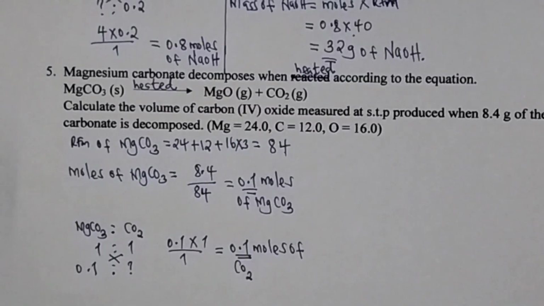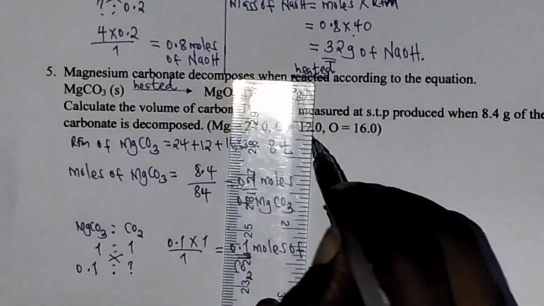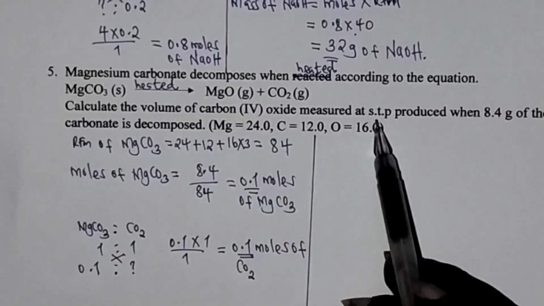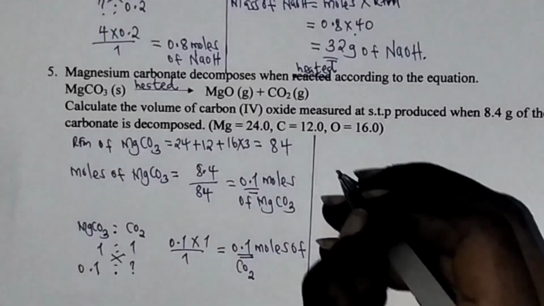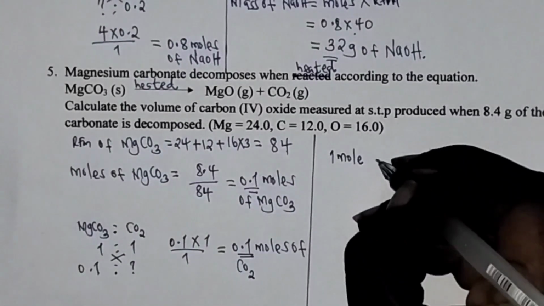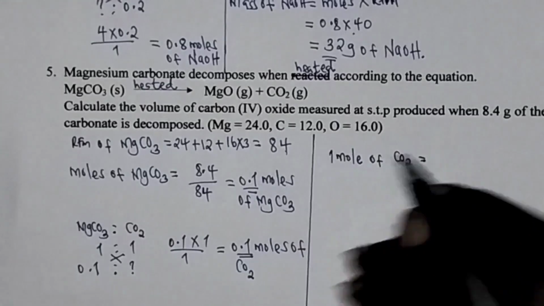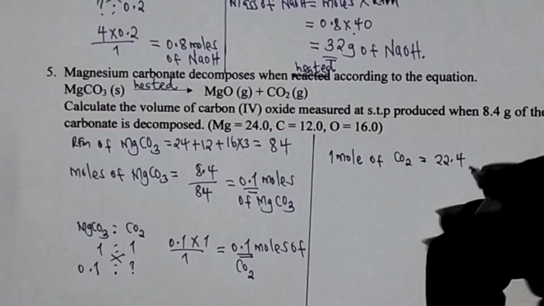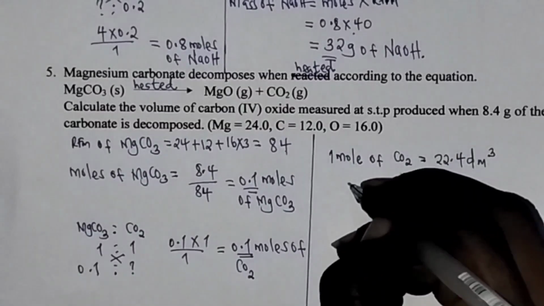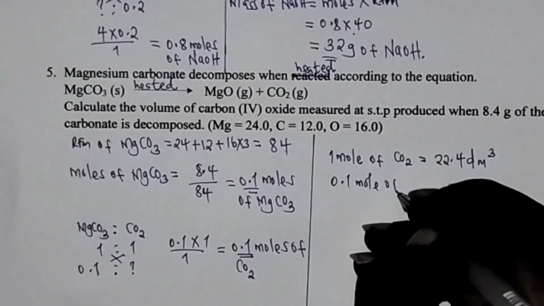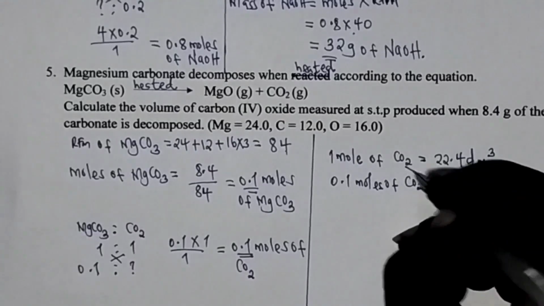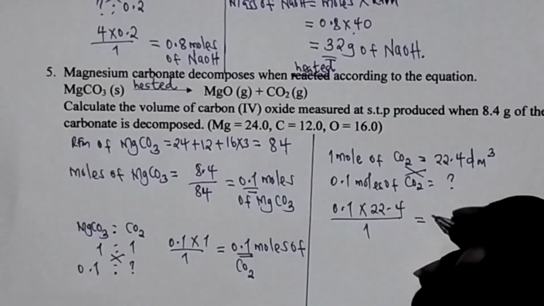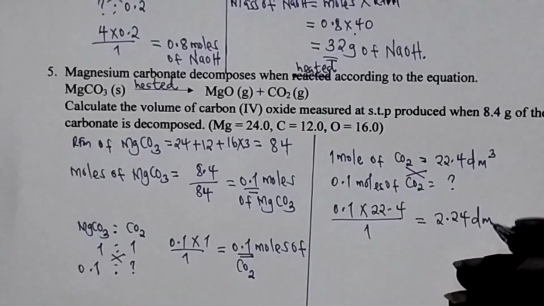So let's proceed. If we have gotten the number of moles of carbon dioxide, what have they asked us? We are told calculate the volume of carbon dioxide measured at STP. So we have the moles of carbon dioxide. We can say 1 mole of carbon dioxide has the volume at STP, which is 22.4 decimeter cube. So what about 0.1 mole of carbon dioxide? What can it give to us? So we can have 0.1 multiplied by 22.4 divided by 1. Here we are going to get 2.24 decimeter cube of carbon dioxide.